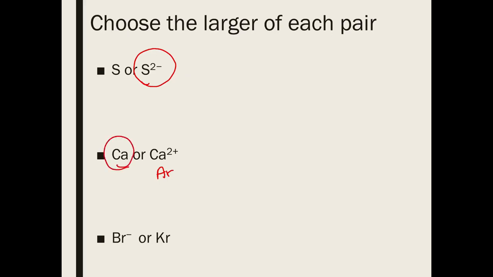And then bromide versus krypton. So if we think about neutral bromine versus krypton, this is our trend for how to find the biggest atomic radius. Atomic radius increases going to the left and down on the periodic table. So francium is our largest element. I think of it as big fat francium. That's our big element, and our smallest element is helium.